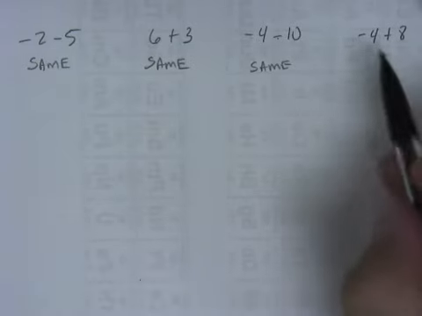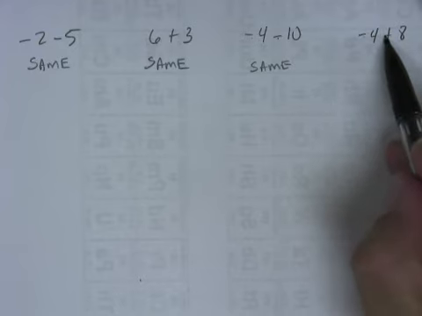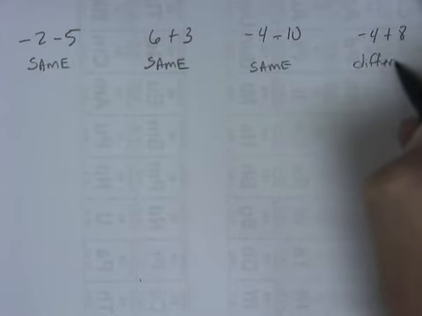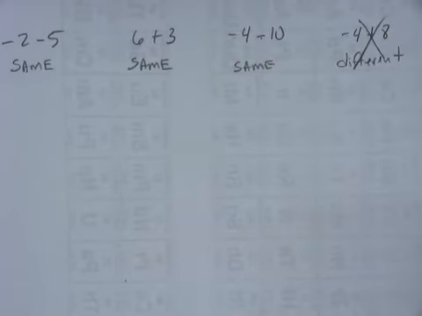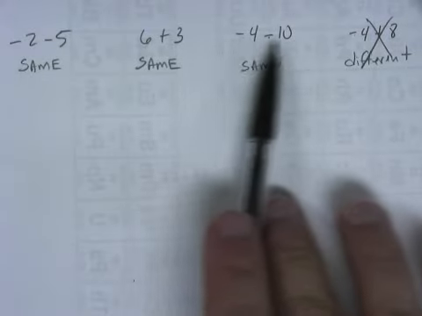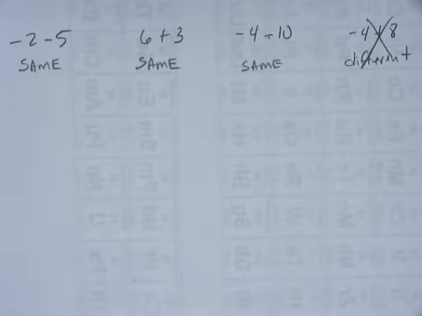But look at this last one. What's the sign of this 4? It's negative. What's the sign of the 8? It's positive. So the signs are not the same in this case. In this case, they are different. We are not going to do those problems tonight. That's for another lesson down the road. Don't have to worry about that right now. We are only concerned about problems where the signs are all the same: negative and negative, positive and positive.